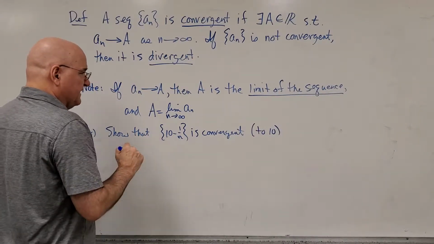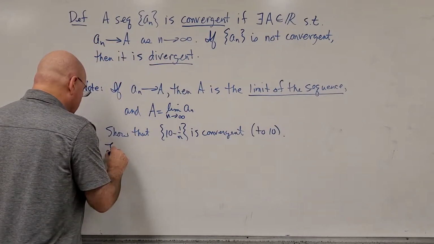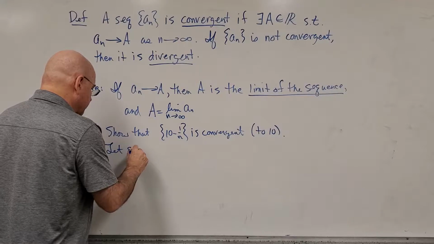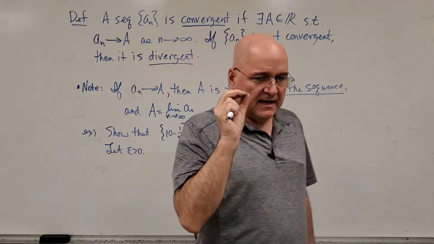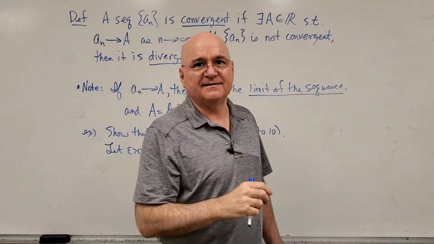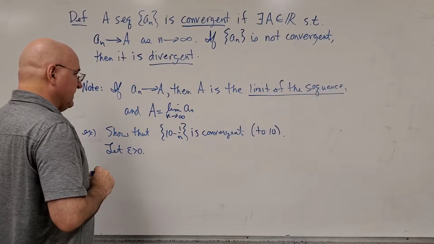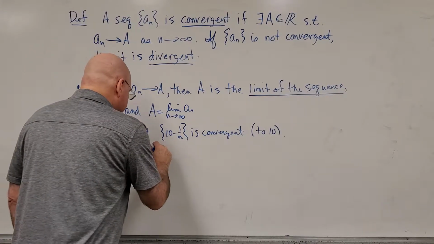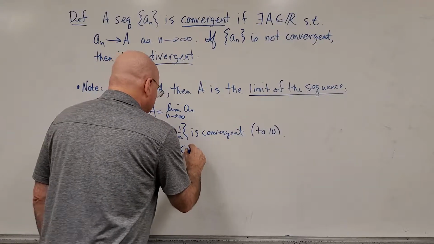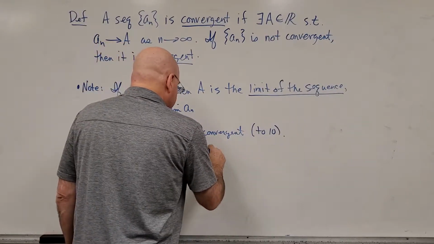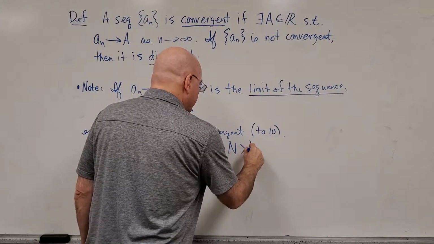Well, how do we prove things converge? I need to be given an arbitrary epsilon. Let epsilon greater than 0 be given. And all I need to do is come up with the capital N for the definition. Okay, let capital N be a natural number. Let it be such that it is bigger than 1 over epsilon.